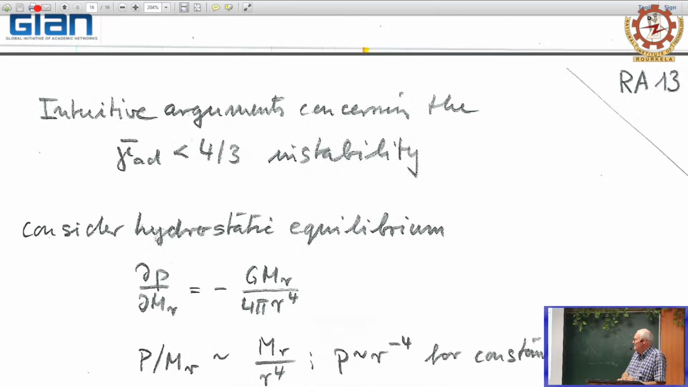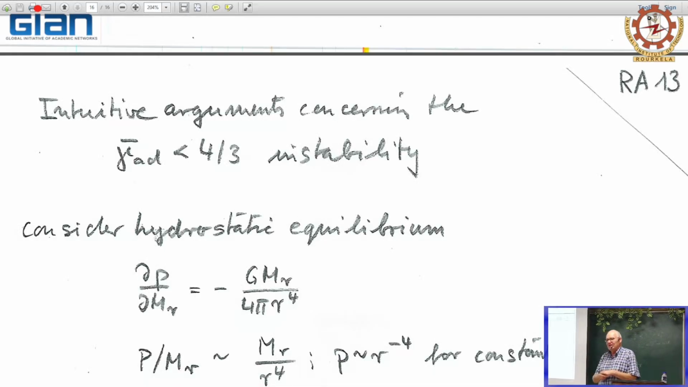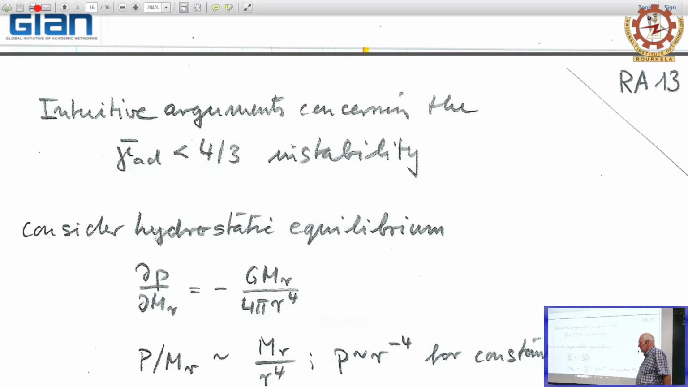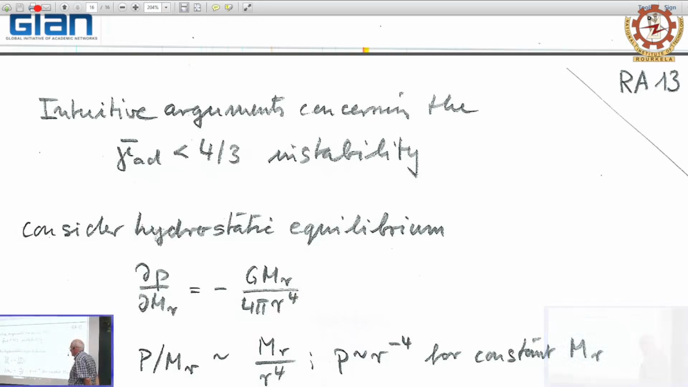For this purpose, let's consider again hydrostatic equilibrium. The instability must be of mechanical nature because we have only considered the mechanical equations when we derived the stability criterion. So we have to consider the mechanical equations for getting an intuitive picture of why gamma falling below 4/3 means that the star is unstable.